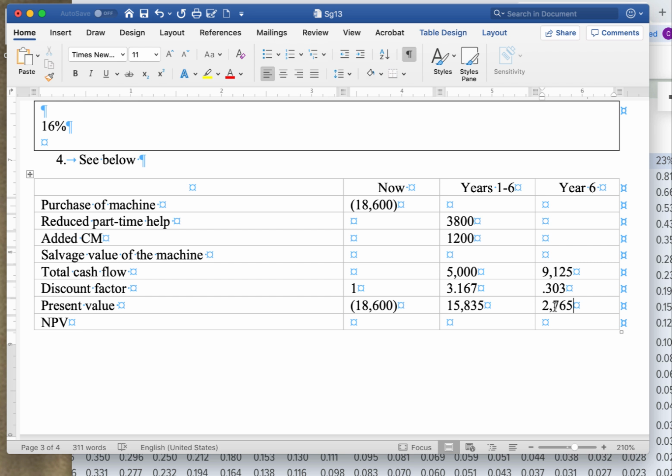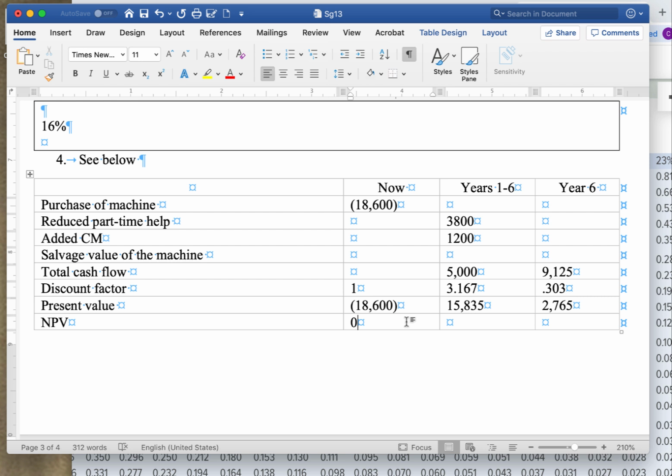If I take my cash inflow of the annuity of $15,835 and I add the lump sum salvage value payment at today's dollar value of $2,765, I get $18,600. That means my net present value is 0. I just picked a percent, right?